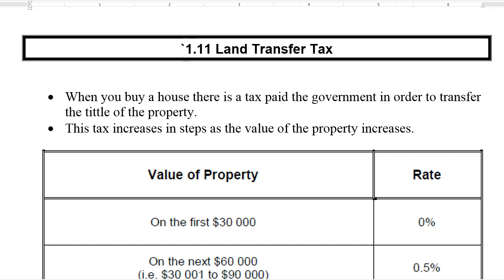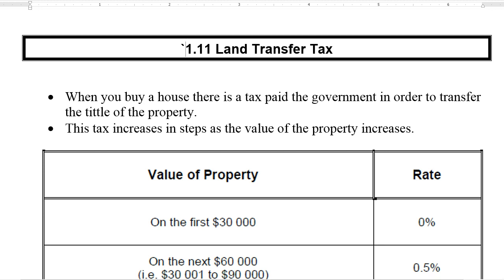Now, when we buy a house, there's a tax that we have to pay in order to transfer the title of the property. So legally, for you to own a property, you need to have the title in your name. In order to get your name on that title, there's going to be a tax involved. This tax increases in steps as the value of our property increases.